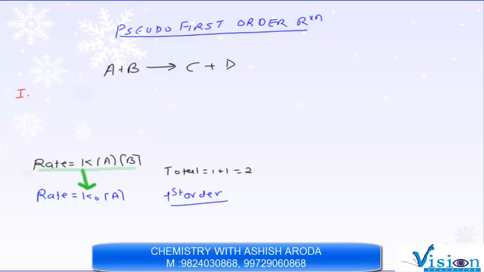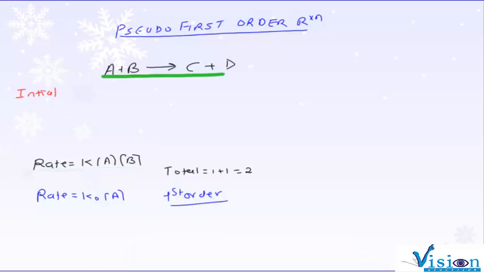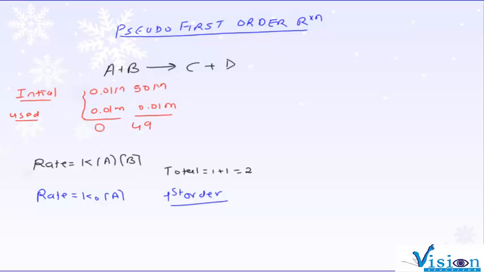Let's say for this reaction, A plus B gives C plus D, the initial concentration of reactant A was 0.01 molarity, and the concentration of reactant B was 50 molarity. Throughout the reaction, the concentration of A used up will be 0.01 molarity. Looking at stoichiometry, the concentration of B used up is also 0.01. At the end of the reaction, the concentration of A becomes zero, and B becomes 49.99 molarity. Can I write 49.99 as equal to 50?